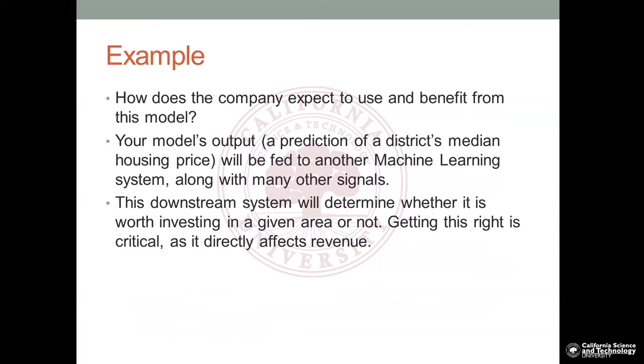Now, the first question that needs to be asked is, how does the company expect to use and benefit from this model? Basically, where does this model fit into the big picture? Your model's output, a prediction of the district median, will be fed to another machine learning system along with many other signals. So this is part of a bigger analysis. And the basic idea is that the downstream system will determine whether it's worth investing in a given area or not. Getting this right is critical, and it directly affects the revenue.